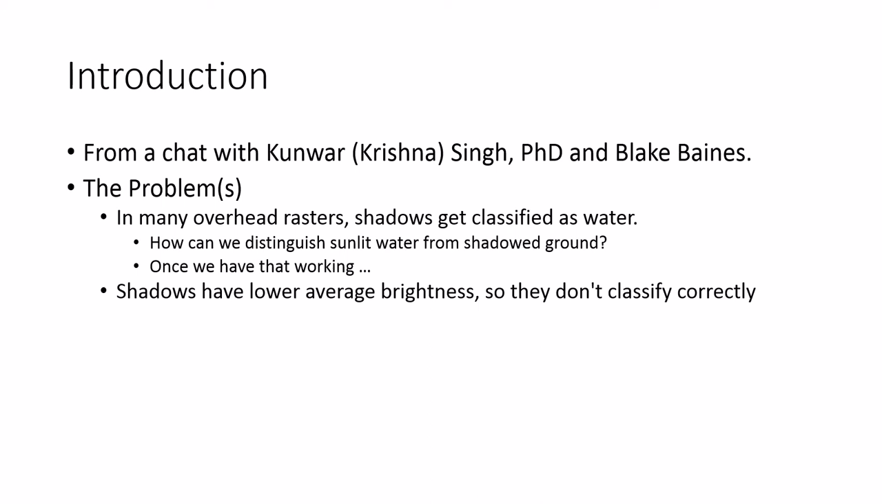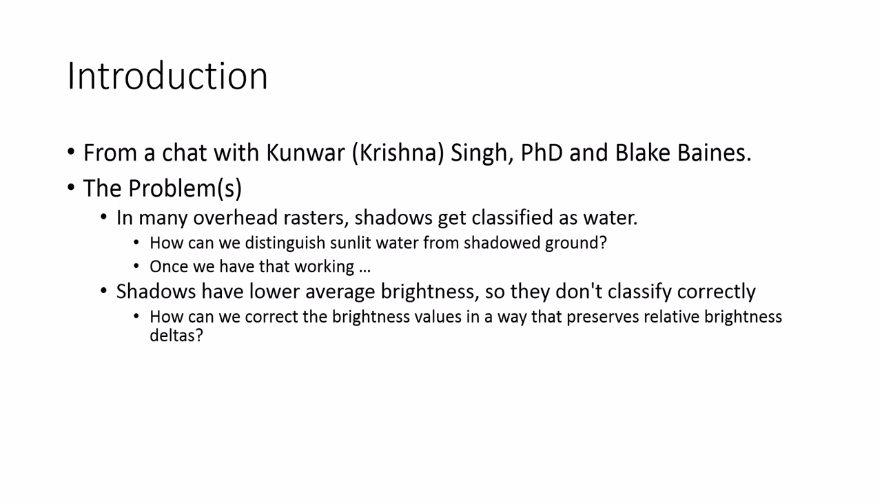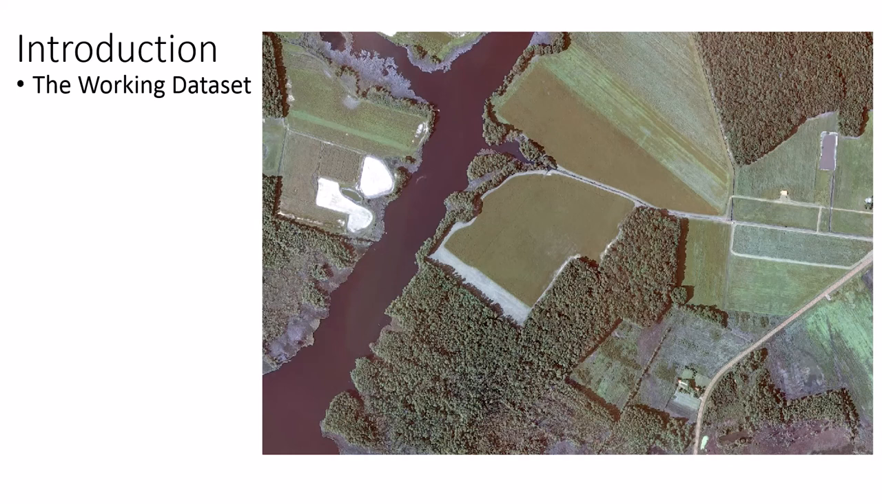And then once that is working, we would like to be able to take shadows and increase the brightness of them in an appropriate way so that when later classified by downstream processes, they are considered to be the correct land cover type. So to do this, we're going to look at some statistics.